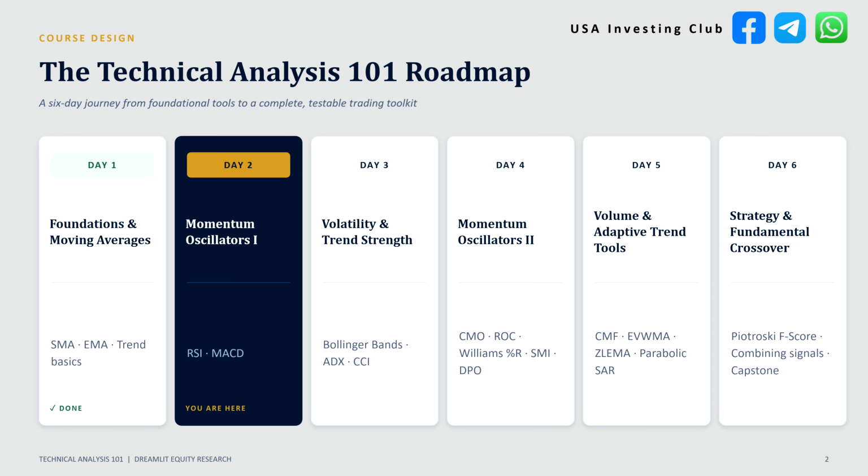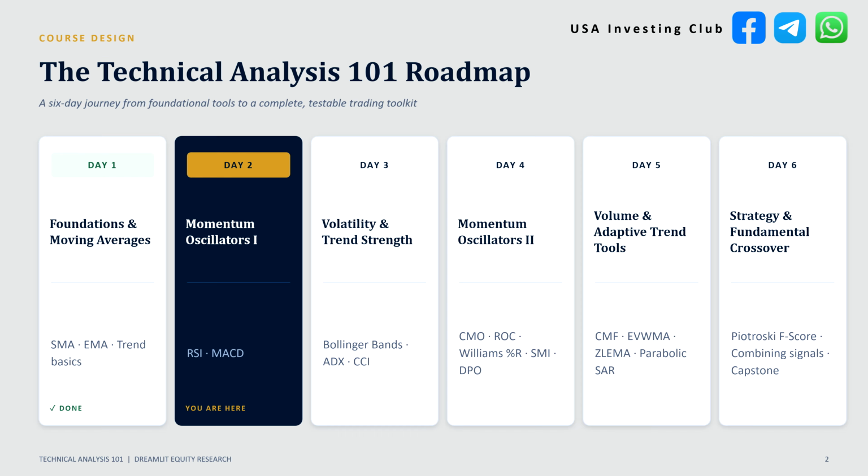A quick reminder of where we sit in the 6-day arc, because momentum only makes sense in light of what came before it. Day 1, now complete, gave you foundations and moving averages, the simple moving average, the exponential moving average, and basic trend concepts. Day 2, where we are right now, is momentum oscillators 1, RSI, and MACD. Day 3 moves into volatility and trend strength with Bollinger Bands, ADX, and the Commodity Channel Index.